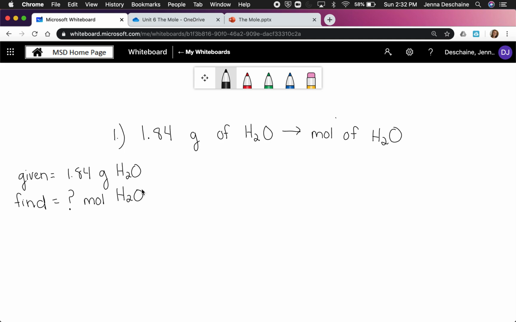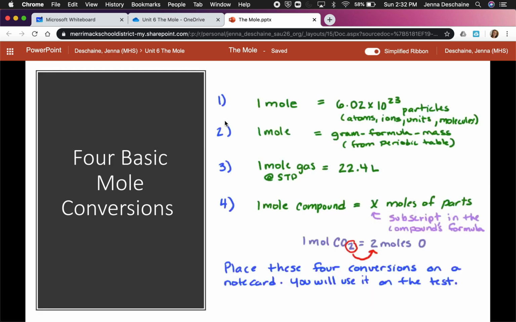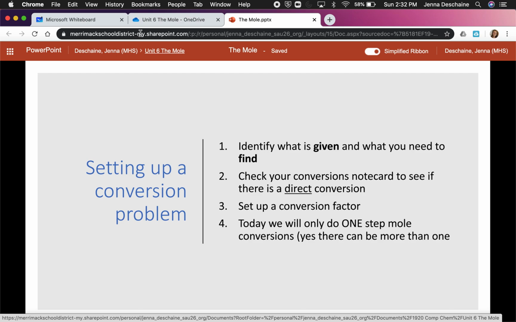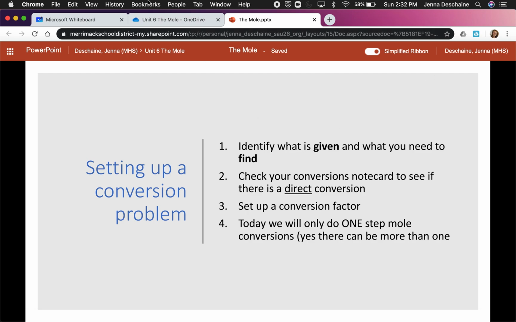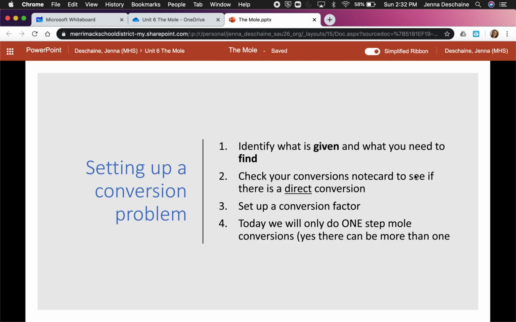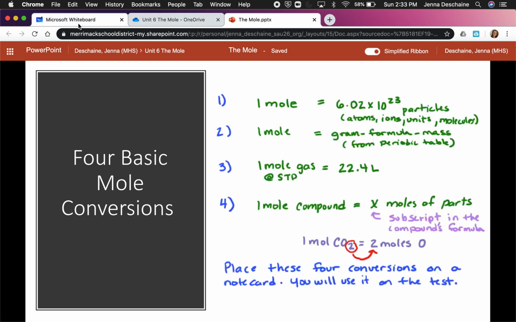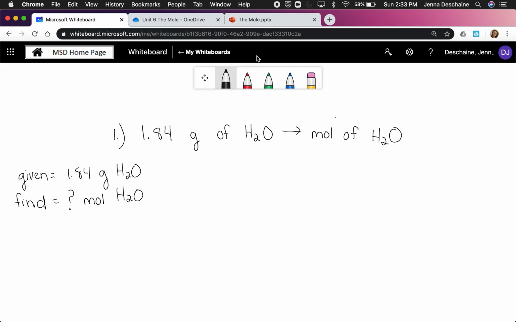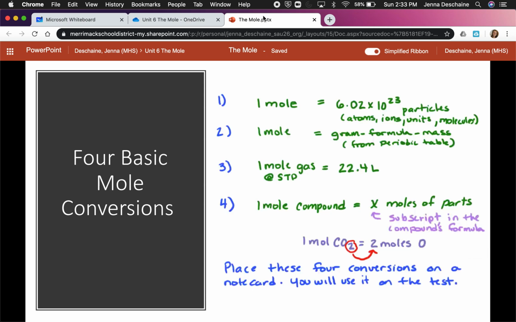This is when I would go to my note card that I made while Miss Deshane was talking and look to see if there's a direct conversion. Because the first step was to identify what is given and what you need to find, which we did. Now we need to look at the note card for the conversion factor. So we are going from grams to moles, and we know that 1 mole equals the gram or the formula mass from the periodic table.